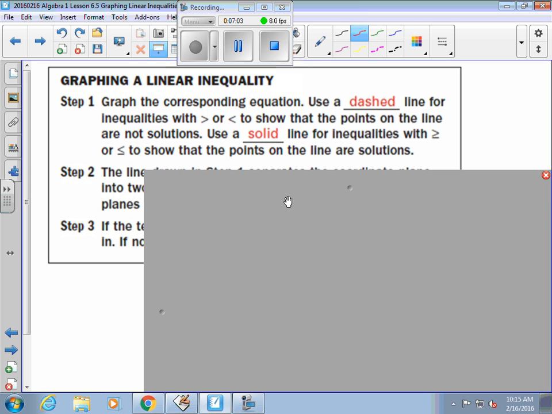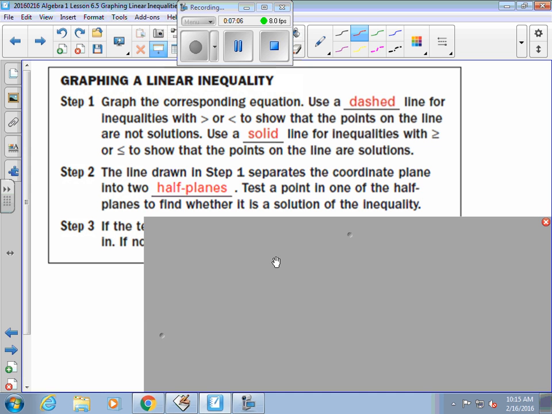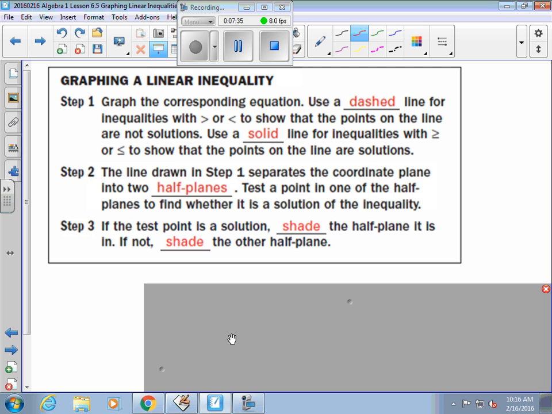The second difference is you need to pick one point. So the line drawn in step 1 separates it into 2 half planes. Test a point in one of the half planes to determine if it's a solution of the inequality. Again, the easiest point to use is 0, 0. The only time you can't use 0, 0 is if the line falls directly through the origin, which sometimes it does. And I'll show you how to do that when we get to that one. Step number 3 says, if the test point is a solution, if you get a true statement, shade that way. If it's not a solution, if you get something that's false, shade the other way.